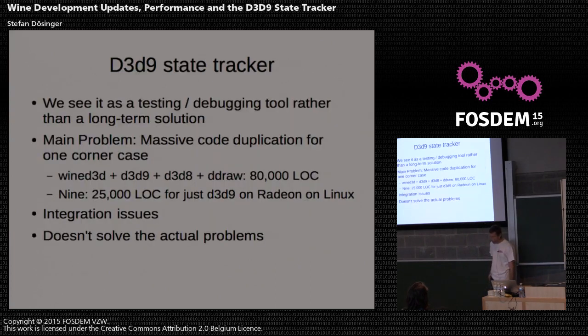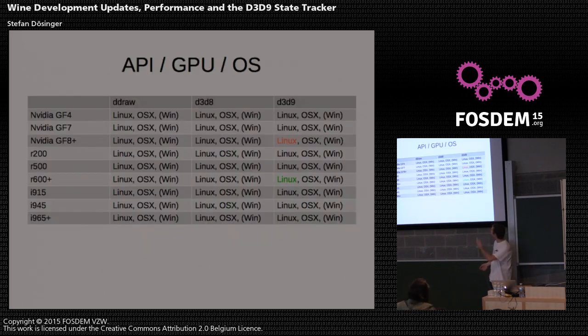And yeah, our code base that supports all the operating systems and all the client libraries is about 80,000 lines of code, including the front ends for DirectDraw, Direct3D8 and Direct3D9, excluding the tests. And the Gallium 9 state tracker is about 20,000 lines of code, and it just supports Direct3D9 on one of those cases. And it will never be able to replace the 80,000 lines of code. We will forever have to maintain both of them.